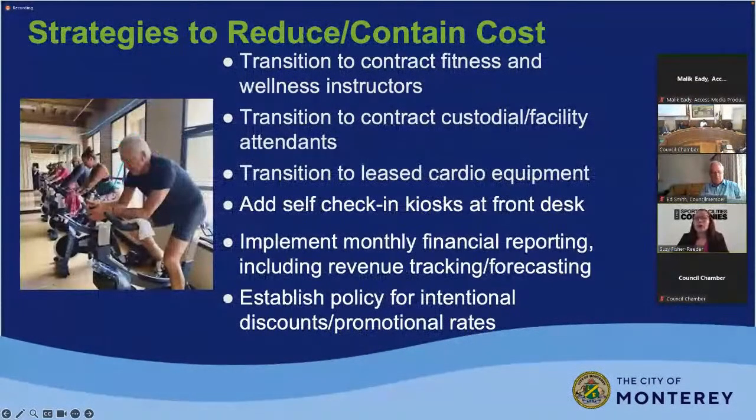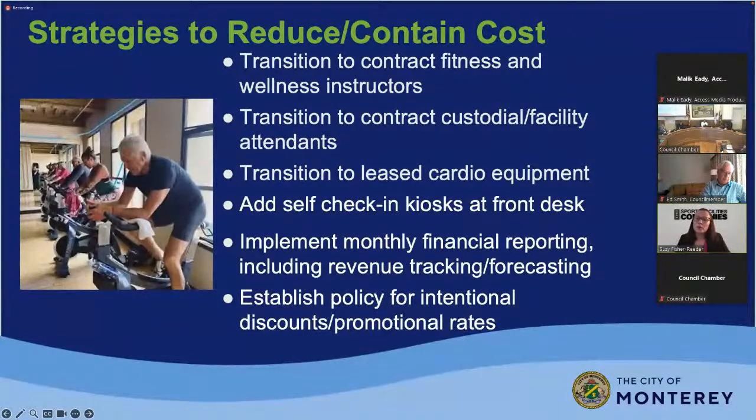Strategies to reduce and contain costs include transition to contract fitness and wellness instructors that are specialists in their field and may be able to provide a variety of classes that are in line with popular fitness trends. Transition to contract or custodial facility attendants who would work specified hours and schedules with the Monterey Sports Center, but the city wouldn't have to carry the full burden of their benefit cost. Transition to leased cardio equipment with a three-year replacement cycle and a monthly maintenance plan to ensure that equipment is current and working properly. Add self-check-in kiosks at the front desk to assist with streamlining the check-in process.